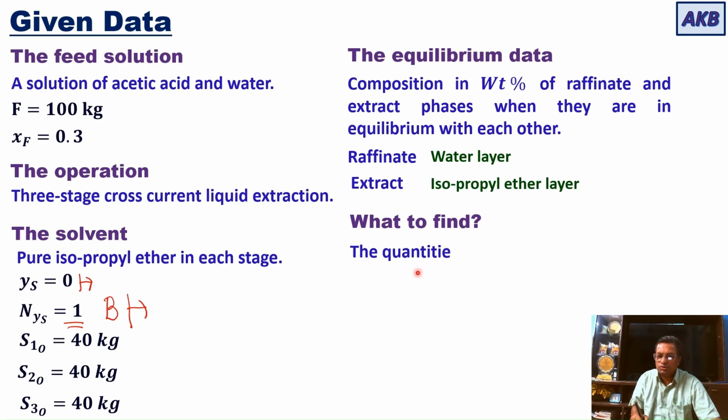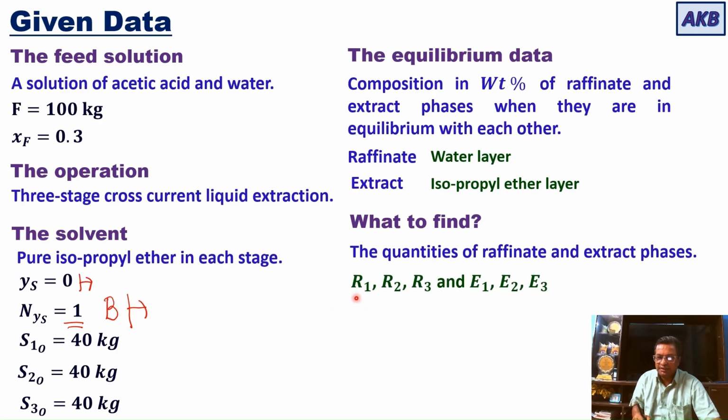Then what are we supposed to find? We are supposed to find quantities of raffinate and extract phases from each stage. That is, we are supposed to find out R1, R2, R3 and E1, E2, E3 in kg. Along with this, we are also supposed to find out the compositions. That is, X1, X2, X3 and then Y1, Y2, Y3. So the quantities and compositions of the raffinate and extract phases we have to find out.